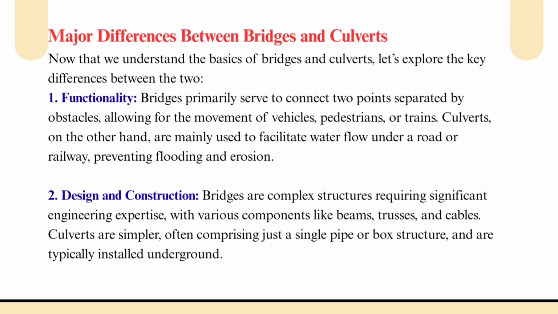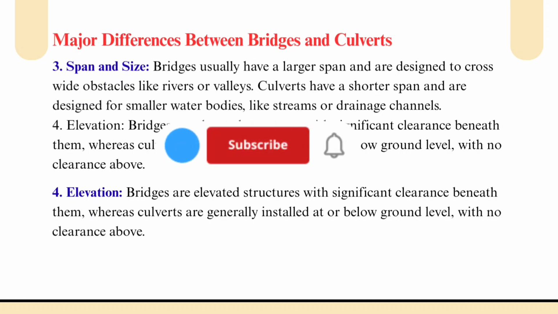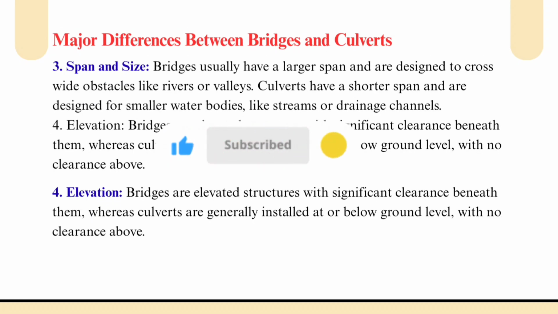Now the second point is design and construction. Bridges are complex structures requiring significant engineering expertise with various components like beams, trusses and cables. But culverts are simpler, often comprising just a single pipe or a box structure, and are typically installed underground.